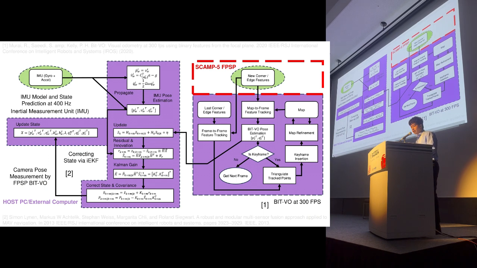And so this is our work. We have an iterated extended Kalman filter to the left. Again, to the right, we use Riku Murai's previous BIT-VIO at 300 FPS. We use an IMU at 400 Hz, and we're alleviating processing on the vision chip itself, which conventional camera technology wouldn't have done before.